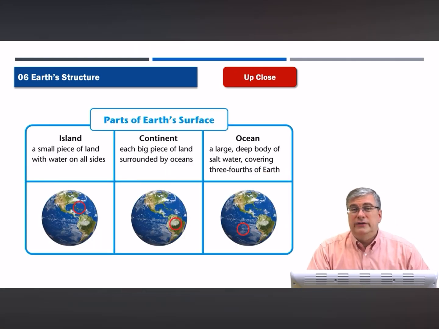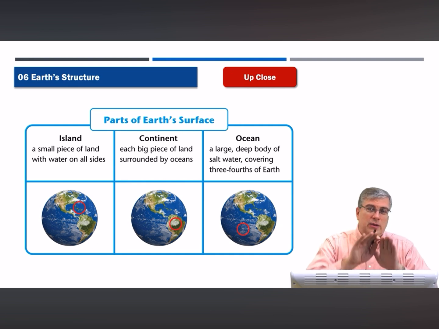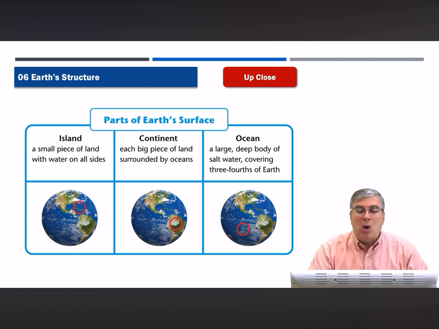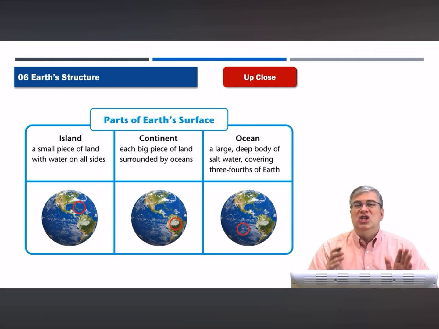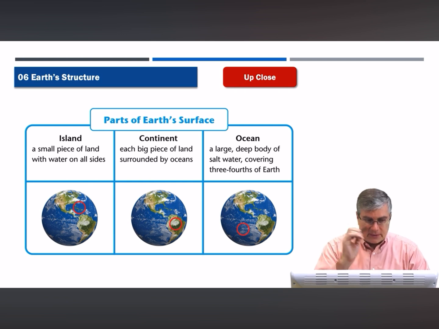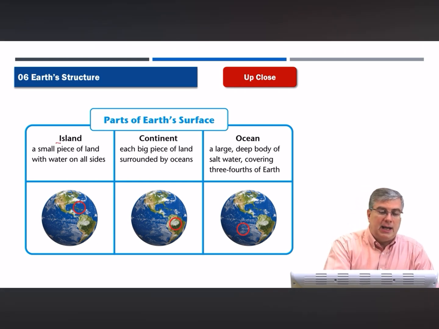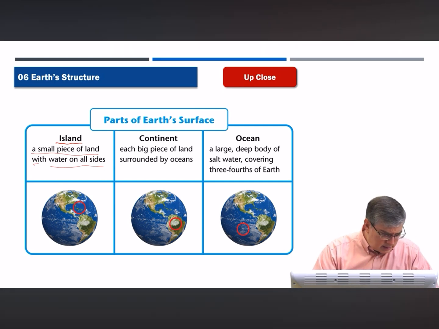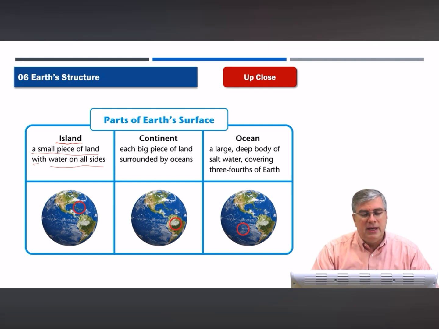Now, what about the Earth's surface, right? Instead of looking inside the Earth, what if we look at just the surface of the Earth? Well, there are many different parts of the Earth's surface, and we use different words to describe different geological features. The first is an island. An island is a small piece of land with water on all sides. So, it looks like we're circling here in the Caribbean, Cuba, Dominican Republic, Puerto Rico, those islands that are in the Caribbean.